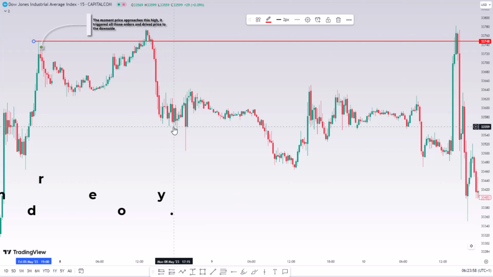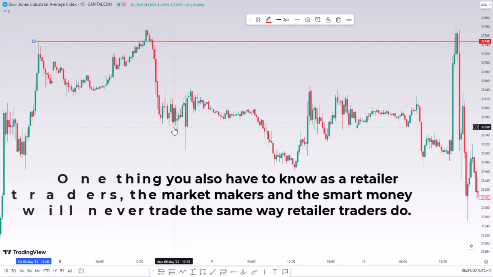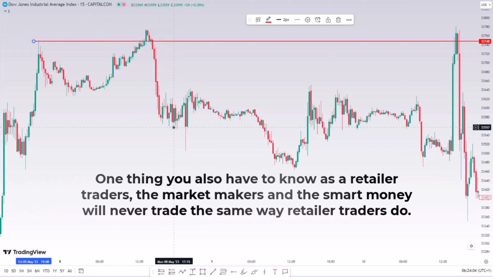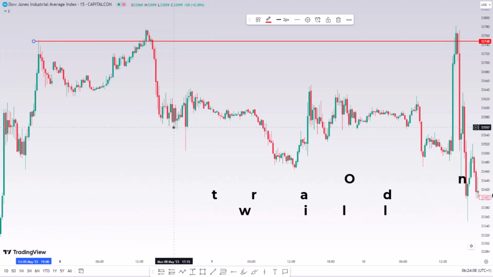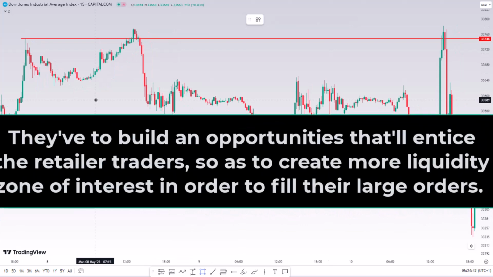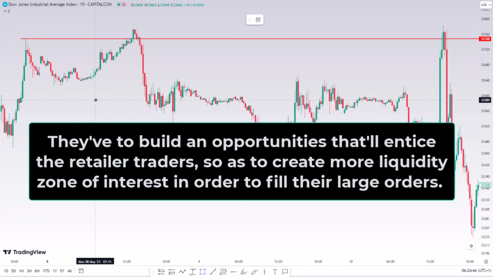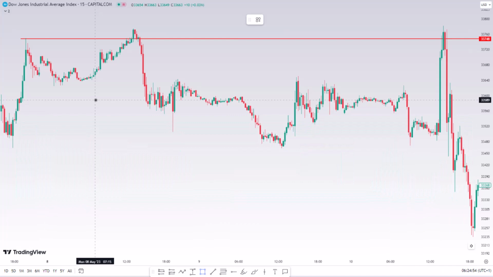One thing you also have to know as retail traders: the market makers and the smart money will never trade the same way retail traders do. Hence, they have to build opportunities that will entice retail traders so as to create more liquidity zones of interest, in order for them to fill their large orders.